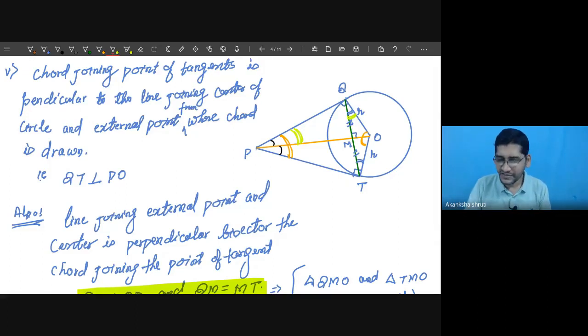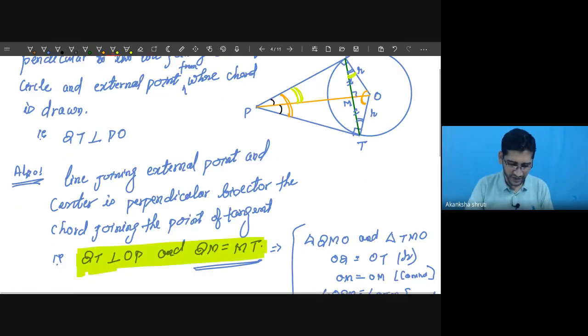One is that the sum of the angle between the tangents and the angle at the center is supplementary. Another is that half of the angle between the tangents is equal to the angle between the chord and the radius. Okay, it is this one. So these are the two ways of remembering or asking.